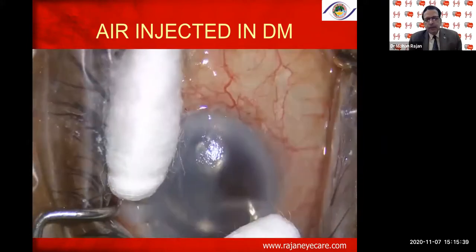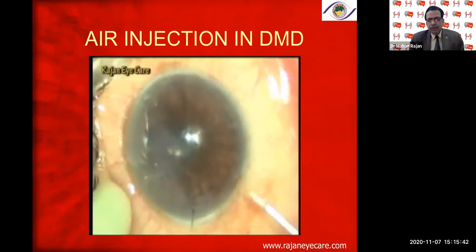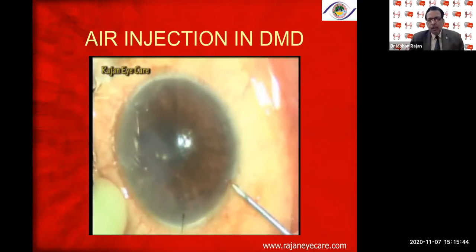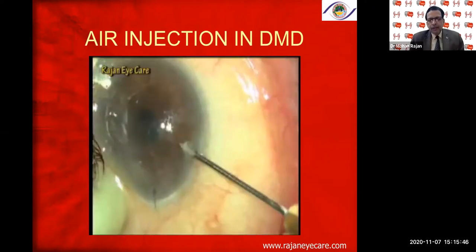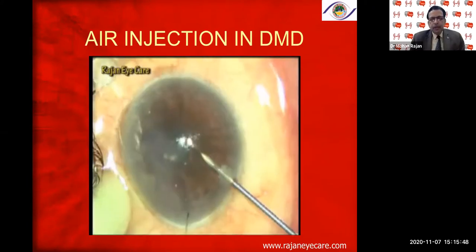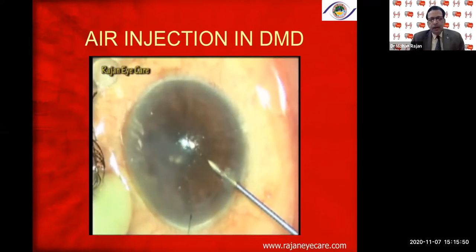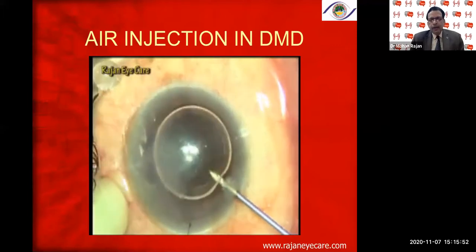You can see the post-operative picture. Again, the air injection, you can see here, this is a Descemet's attachment, which is localized. So I went in the opposite direction, and you can see I'm using a 30 gauge needle here and trying to inject the air into the anterior chamber.